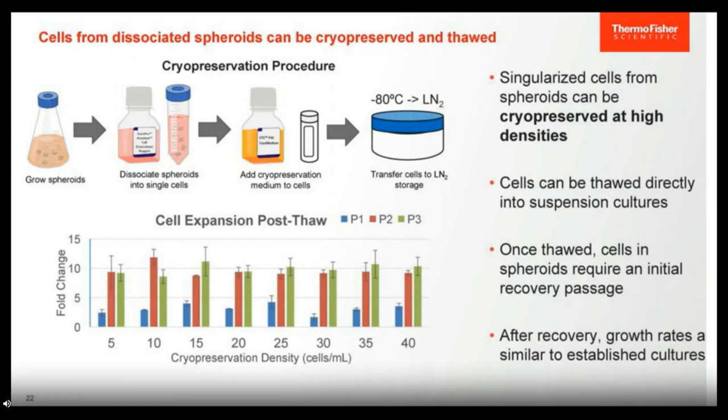So we observed that during the first passage, cells were expanding in suspension after being removed directly from cryopreservation. They did require a recovery passage, where the blue bar represents the expansion in the first passage. This blue bar is significantly lower compared to what we normally see. But in subsequent passages, once the cells have recovered, in passages 2 and 3, we see high expansion similar to what we have observed on the previous slides. So this indicates that once you've scaled up to a large number of cells, you can cryopreserve them at a variety of different seeding densities and then thaw them directly into suspension, only requiring a single recovery passage.